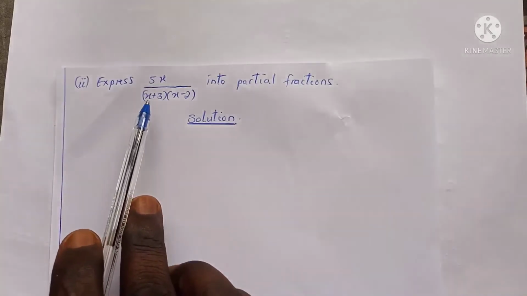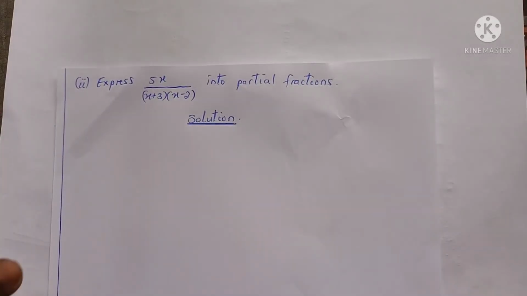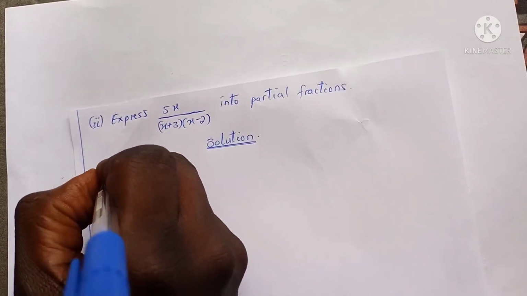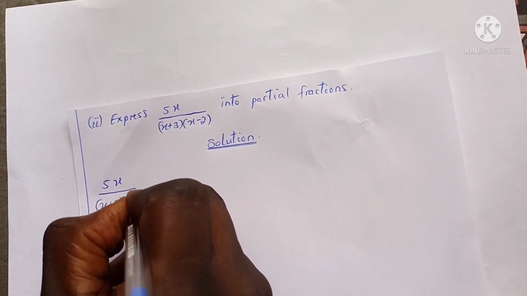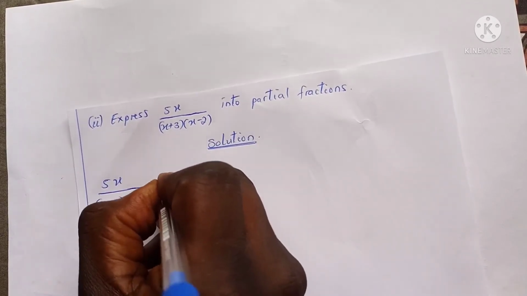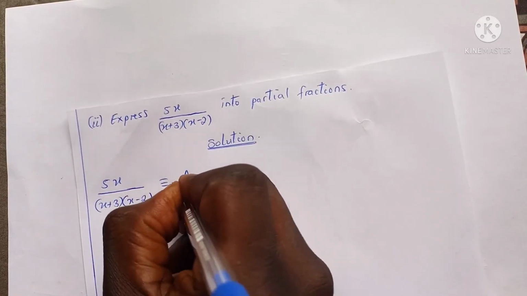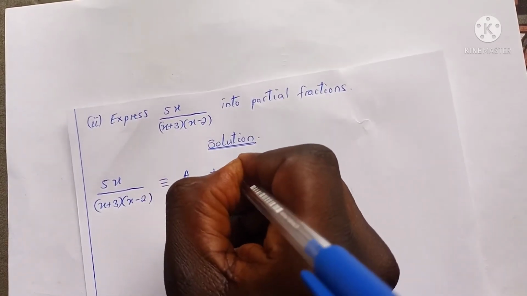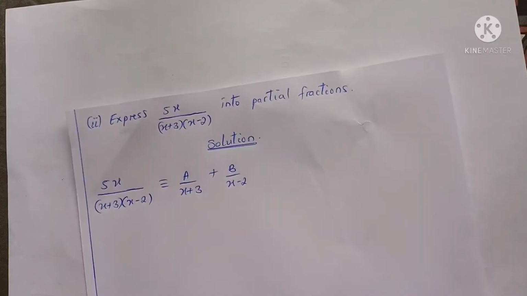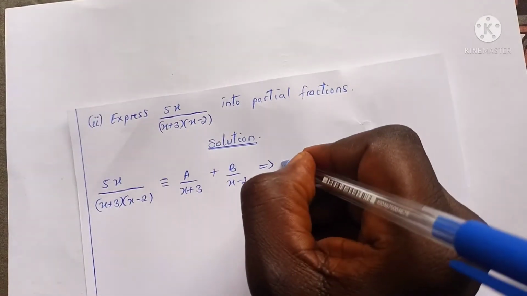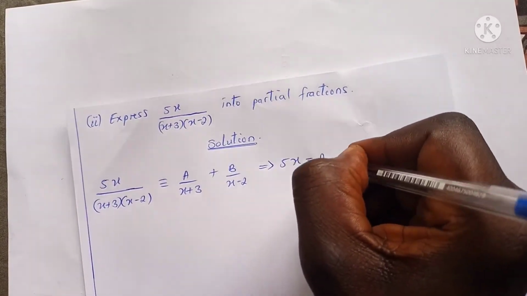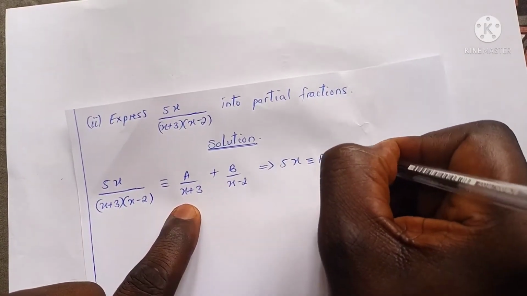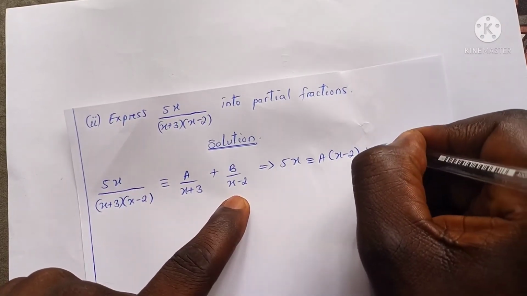And since these two factors here are linear, we can express this function, 5x divided by x plus 3 into x minus 2, in the form a on x plus 3 plus b on x minus 2. And if we multiply both sides by x plus 3 into x minus 2, we are going to obtain 5x, which is equivalent to a into x minus 2, plus b into x plus 3.